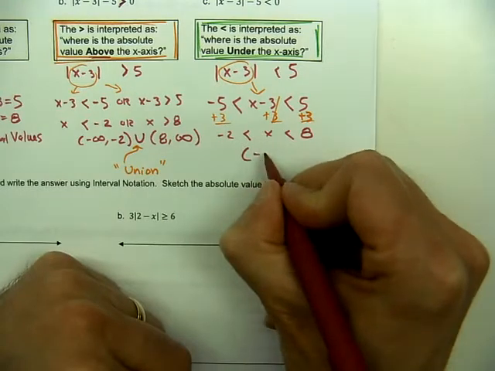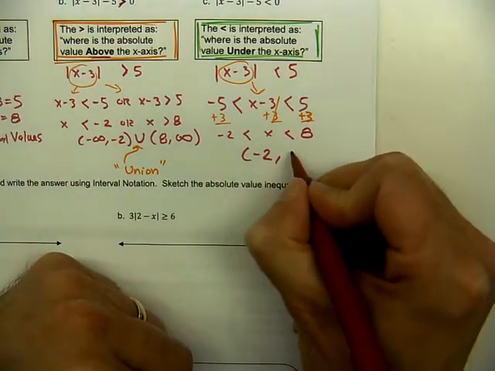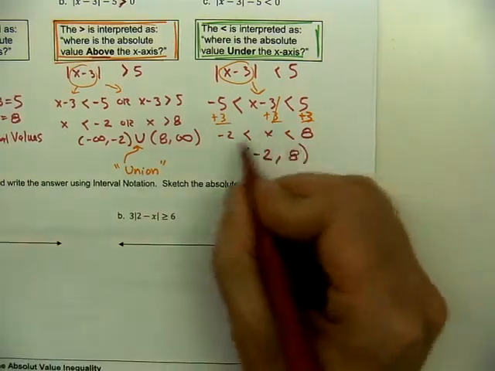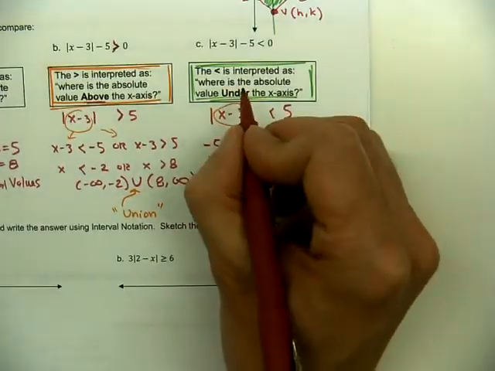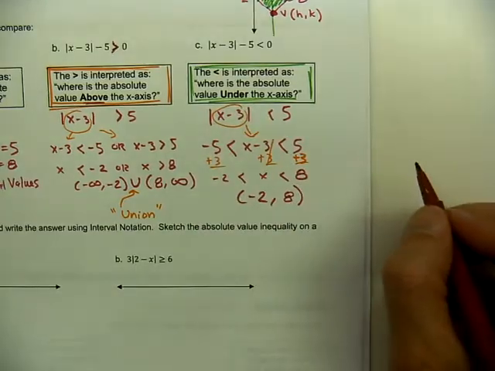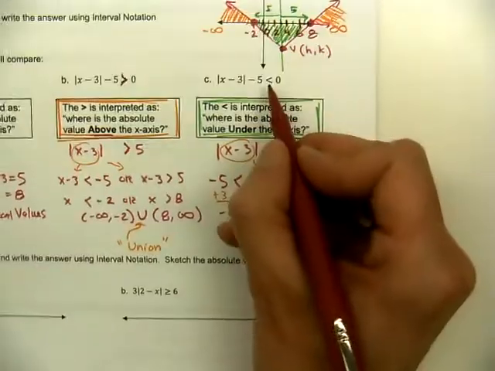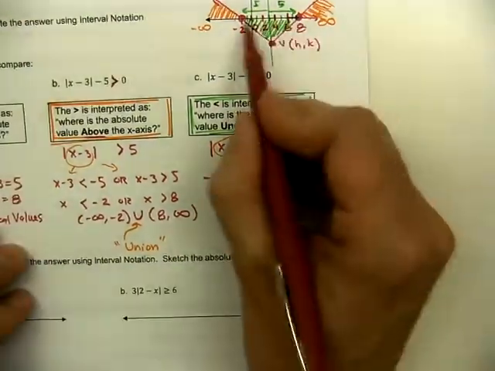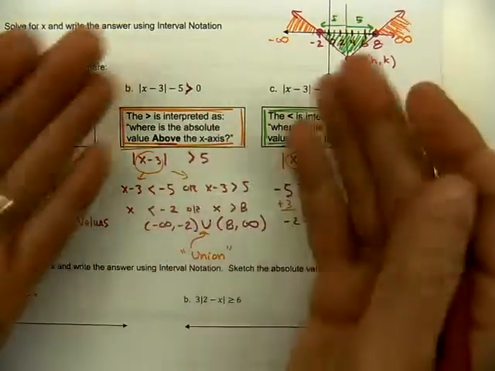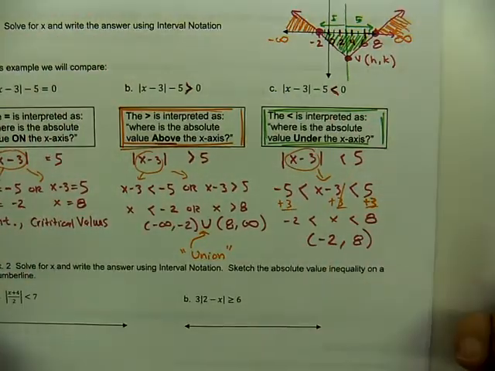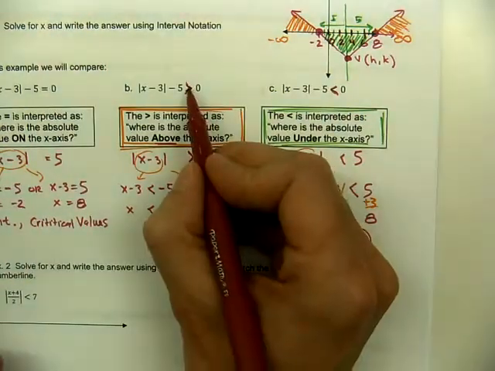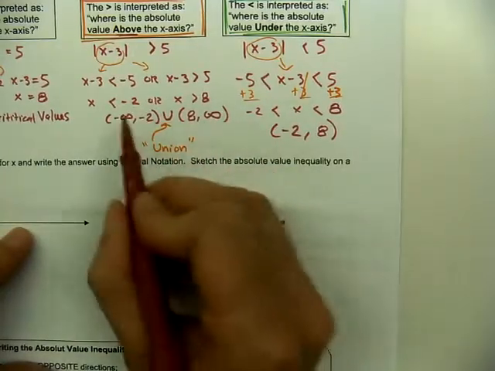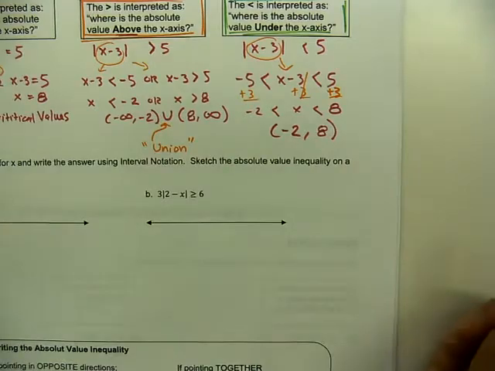So the interval notation itself for this part C is negative 2 to 8. Notice we have one interval because there's only one space under the x-axis where the absolute value exists. So when you see the less than sign, think of it as sinking down under the x-axis. And when you see the greater than signs, think of it as rising up or going up and above. And when you're above the x-axis, you have two intervals, and that's how you know you should have two interval answers, joined with the union sign.